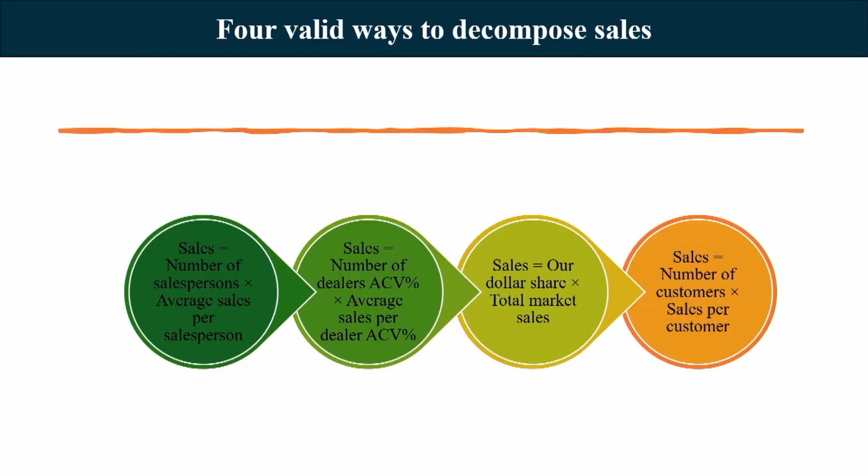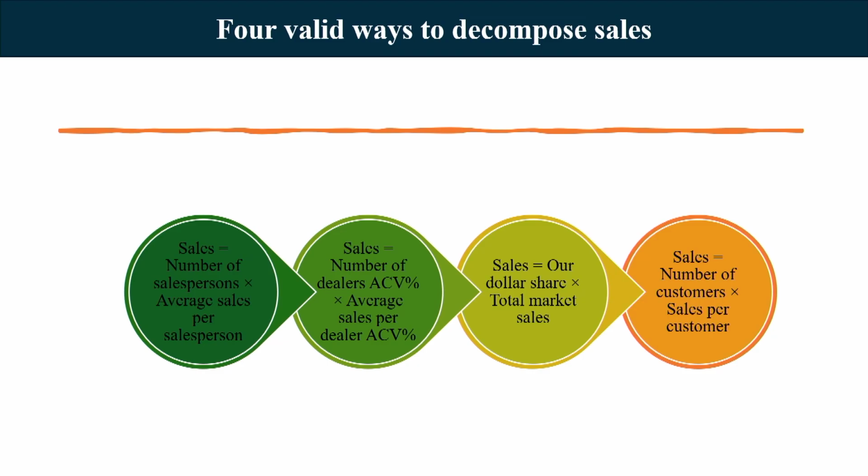Now let us look at the 4 valid ways to decompose the sales. Sales equal to number of salespersons multiplied by average sales per salesperson. So in the first place we are looking at sales from a sales force point of view.